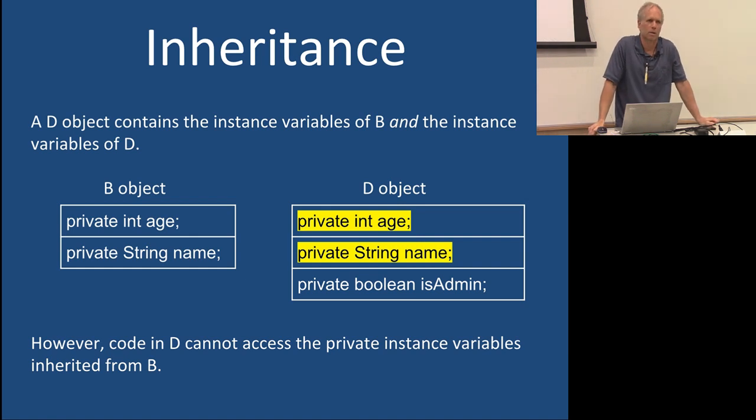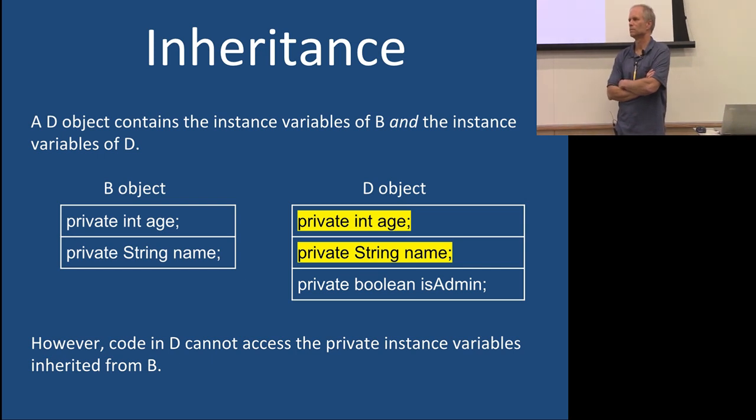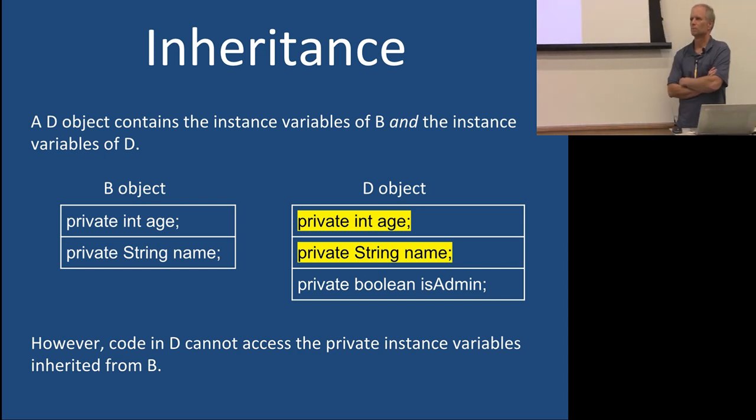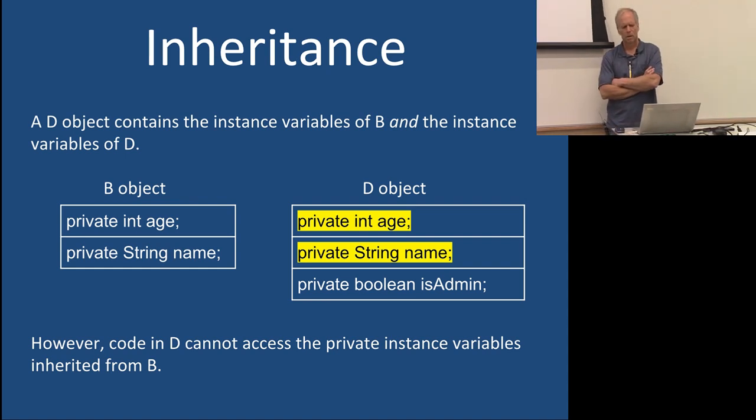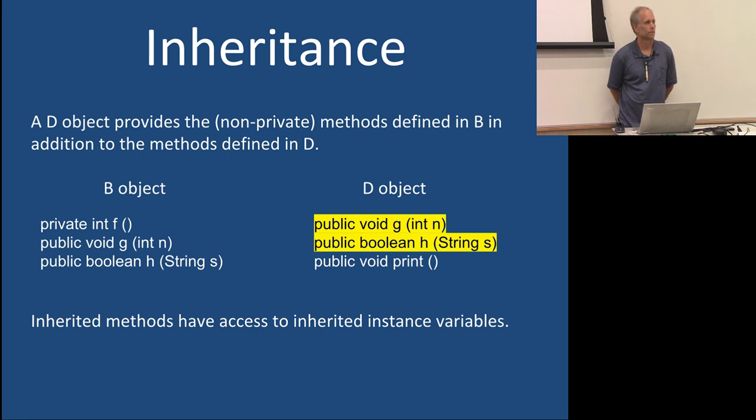Now, why do you think that a D object needs to contain instance variables that its code can't access? Why would you carry around those yellow instance variables? If nothing you put into the D class can access those instance variables, what's the point? Yeah. So other methods can access them. The methods that can are the ones that you inherit.